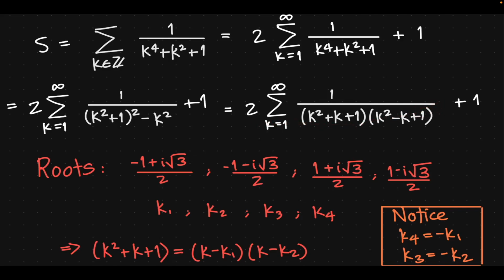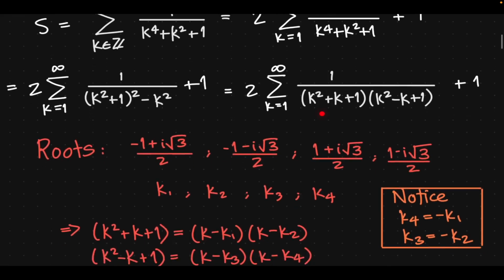And now to simplify this further, we can factorize this by finding its roots. So the roots of the first term are minus 1 plus i root 3 by 2 and minus 1 minus i root 3 by 2. I'm going to call them k1 and k2. So I can write that first term, k squared plus k plus 1, as k minus k1 times k minus k2. That's for the first factor.